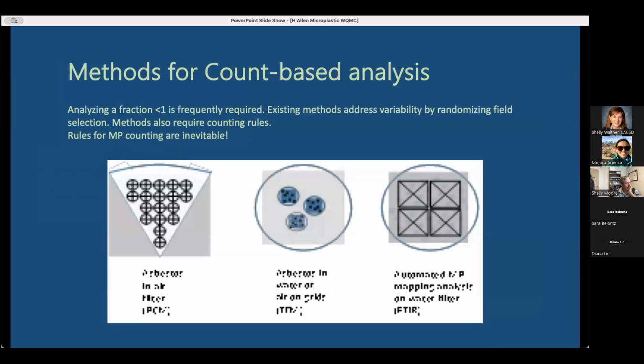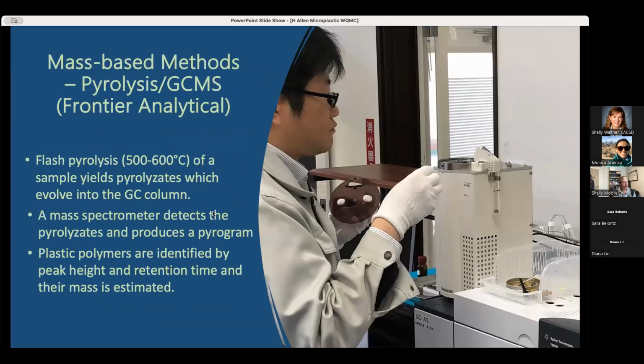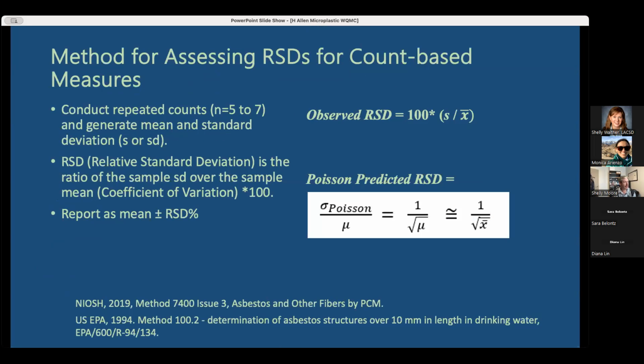Here we are again with subsampling. What are some different ways? In our study, this is what we did. We used RSD and predicted Poisson RSD, and we did a fit. We did that with all those different labs. And we were able to see a really interesting fit that follows that statistic. And you can kind of see that in that paper.